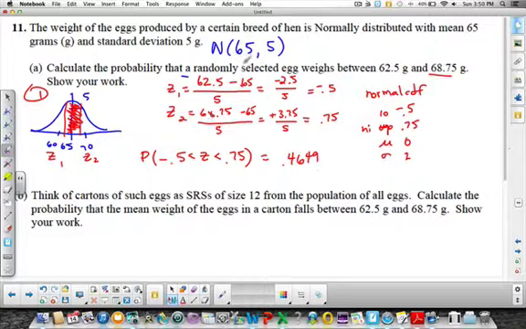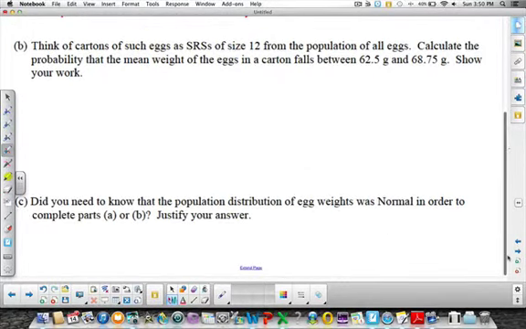Now, this is a single randomly selected egg, so this is just the normal distribution for the entire population. But in part B, it changes a little bit because now I'm looking at a carton of eggs. We're going to think about that carton of eggs as a sample of size 12. Now we want to calculate the probability that the average weight of those eggs in a carton falls between 62.5 and 68.5. So now instead of a single sample from the population, we're looking at the sampling distribution. If I've got 12 eggs, then I would expect the standard deviation of the average of those 12 eggs to decrease quite a bit.